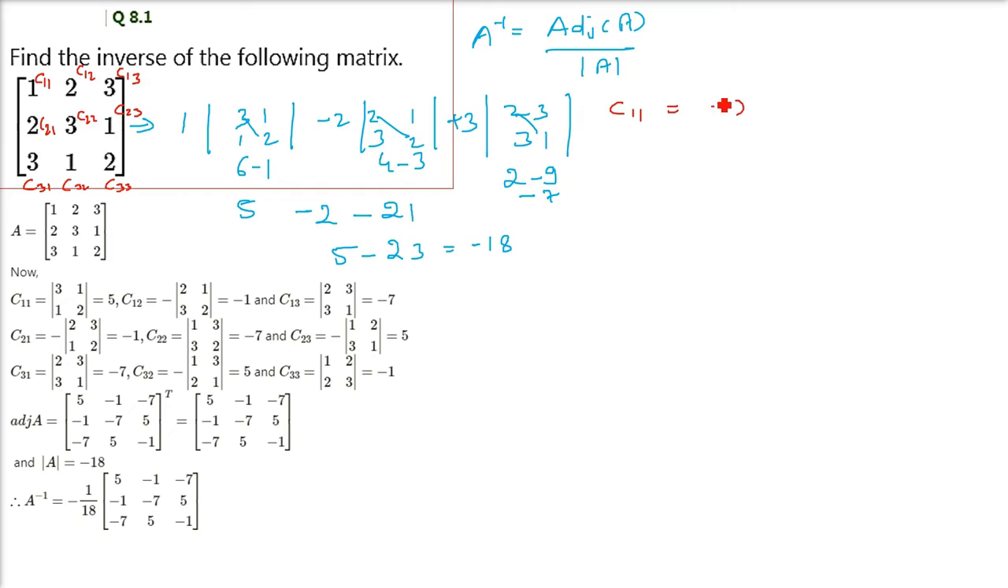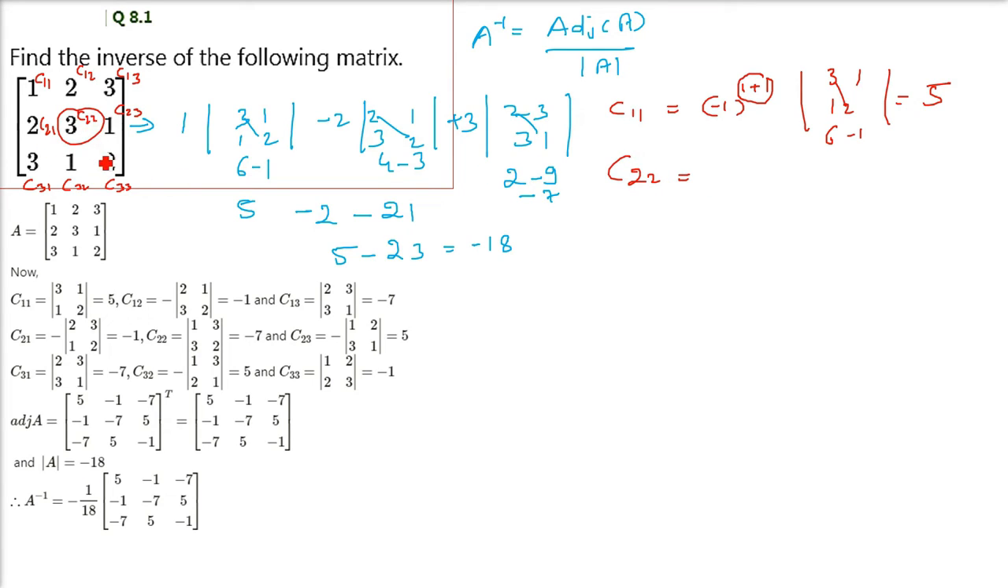Let us take C11. Minus 1 to the power 1 plus 1, what will be there? Leave that row and column where 1 lies, and then we have this 3, 1, 1, 2. So let me write it here. We have 3, 1, 1, 2, and this is, see, negative 1 to the power even will always be plus 1. Minus 1 to the power odd will always be negative 1. So it will be 5 here. So let me take a few more of these so that you get the idea.